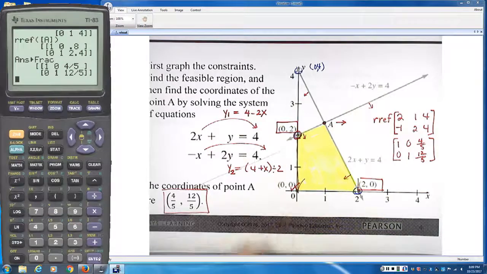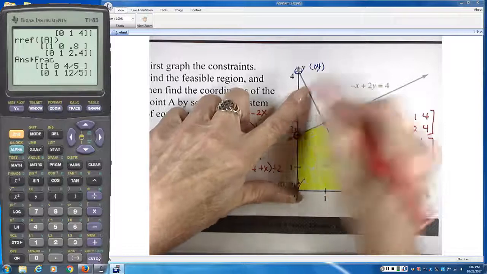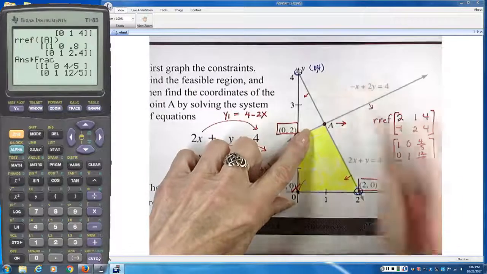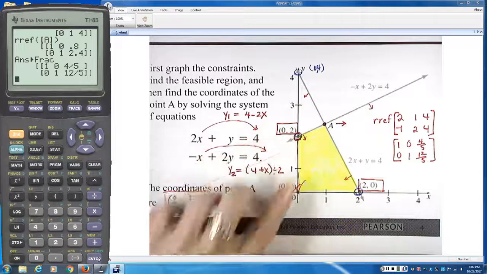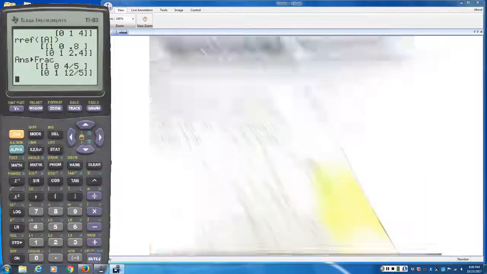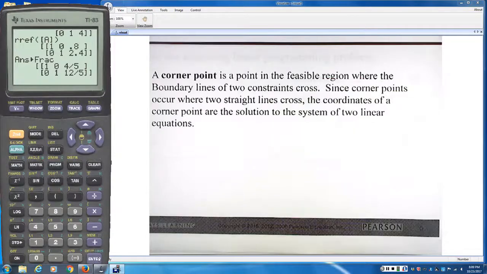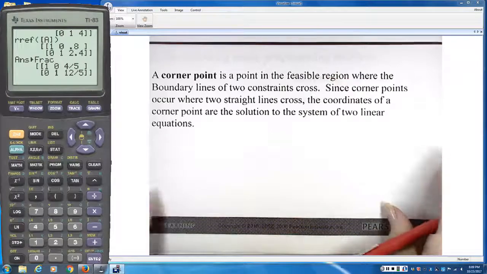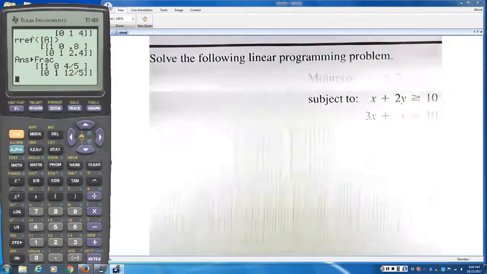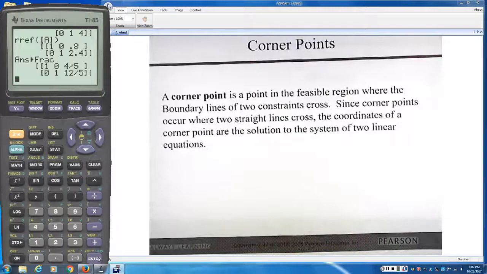Okay, and if it had not been true, then we would have shaded out this way and up that way, and our feasible region would have been up here, and it would have been unbounded. Okay? That's a good question. Okay, so we've got our graph, and I already told you what corner points are. So, let's see, did they give us an objective function?